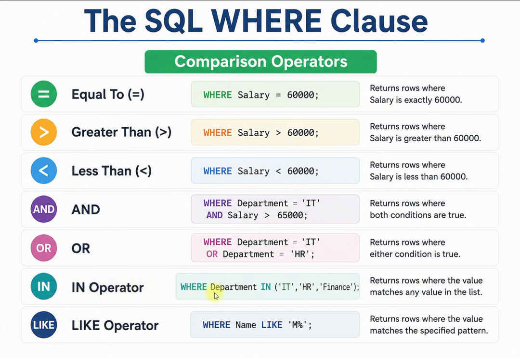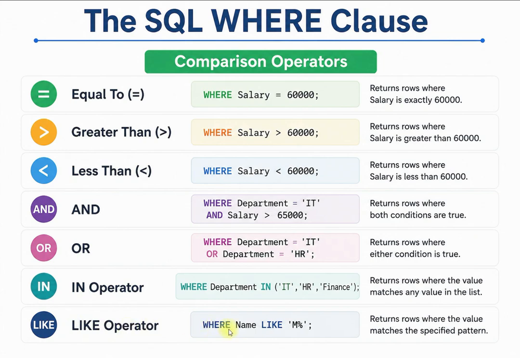IN operator. The IN operator is an easy version of OR, where you are saying department IN IT, HR, or finance. So instead of writing department is equal to IT or department is equal to HR or department is equal to finance, what we are doing here is department IN IT, HR, finance. So this is the OR operator in between IT, HR or finance. It returns rows where the value matches any value in the list. So if an employee belongs to IT or HR or finance, they are shown in the result.